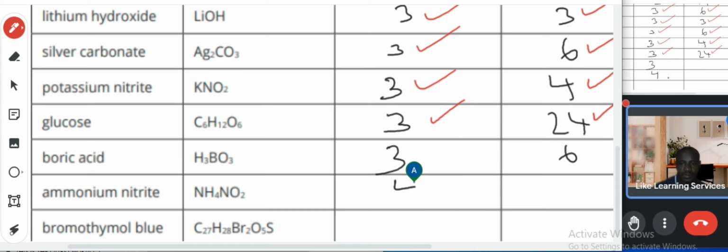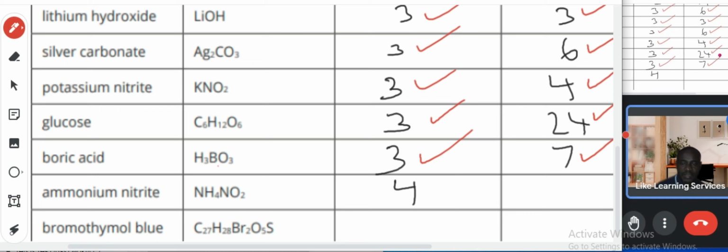Are you sure for boric acid? 3 elements: hydrogen, boron, and oxygen. But how many atoms? 7 atoms. Correct.